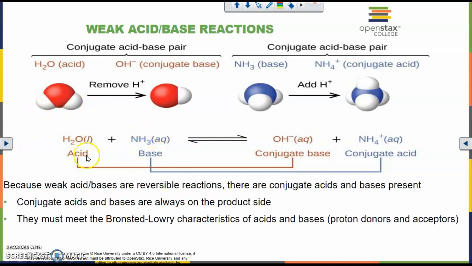So in a weak acid-base reaction, there's always going to be conjugate bases and conjugate acids. Make sure that you understand which one is which. And again, the conjugate base is always going to be negatively charged on the product side, and the conjugate acid is always going to be the positively charged, or becomes more positively charged on the product side.